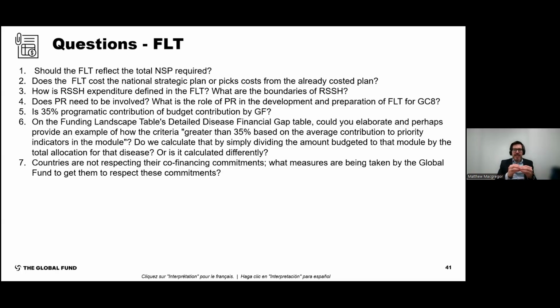Number 6, the answer is it's calculated by looking at the average proportion of results across all the indicators in that module. And Gira can come in and explain as well. And then on 7, the countries are not respecting their co-financing commitments. So I think the story on co-financing actually differs heavily across the portfolio. We have a lot of countries who have been very significantly taking on more of the costs of national responses, making really good targeted commitments, and realizing those commitments.